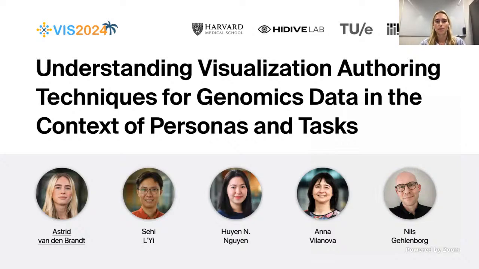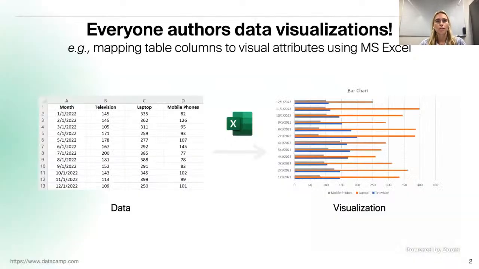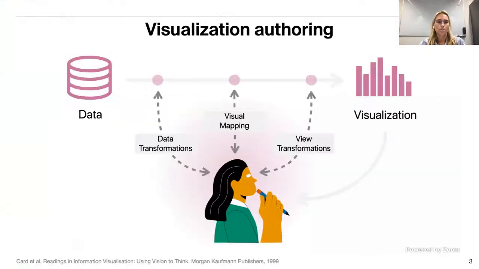authoring for genomics data. Visualization authoring is actually a very common task, and probably everyone has authored a visualization at some point in their life. For example, with Excel, mapping columns to a bar chart. Generally, authoring is the process in which raw data is transformed and rendered to views, and the user may be involved in different stages during this construction.